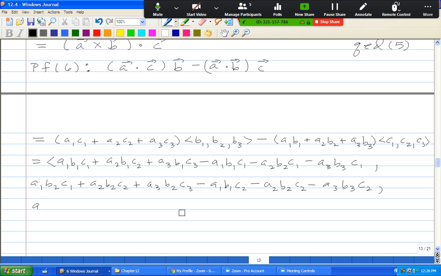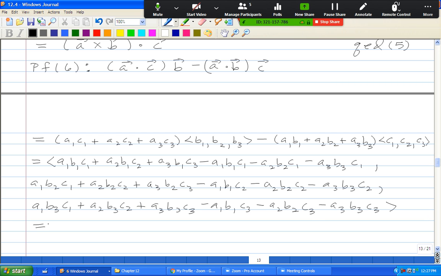Okay, so this is A1, multiply everything by B3. A1 B3 C1, A2 B3 C2, A3 B3 C3. Next, multiply everything by C3. Minus A1 B1 C3, A2 B2 C3, A3 B3 C3. Okay, good.